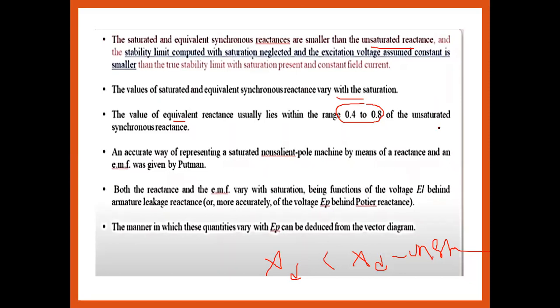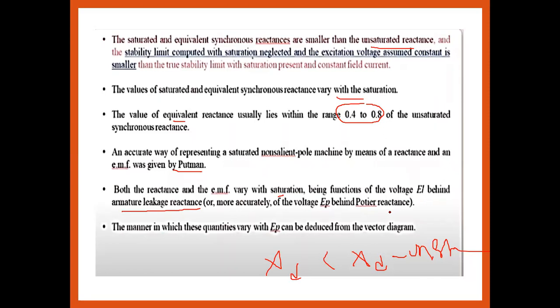The accurate way of representing the saturated non-salient pole machine by means of reactance and EMF is generally given by the scientist Potier. It assumes that both the reactance and the EMF vary with saturation. The excitation varies with saturation as a function of E_L behind the armature leakage reactance, or more effectively the voltage E_P behind the Potier reactance.